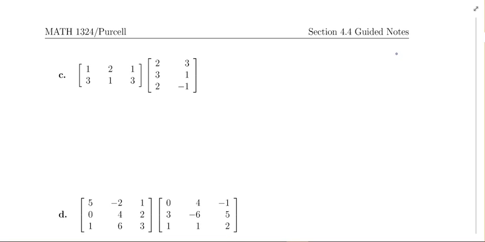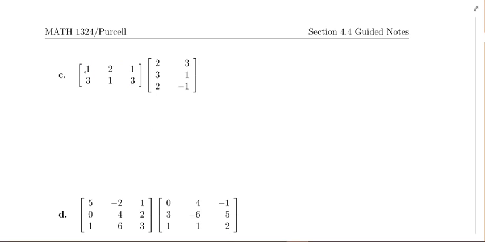On page 5, we have 3 more pairs of matrices that we're going to try to multiply together. So let's take a look at example 7C. Here are our 2 matrices. First things first, we've got to check to make sure this multiplication is defined.